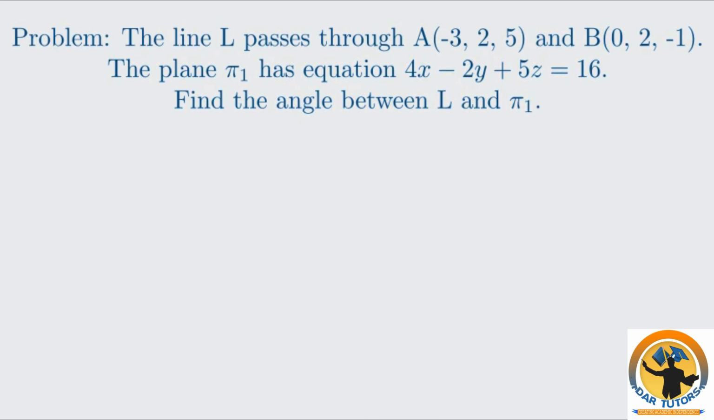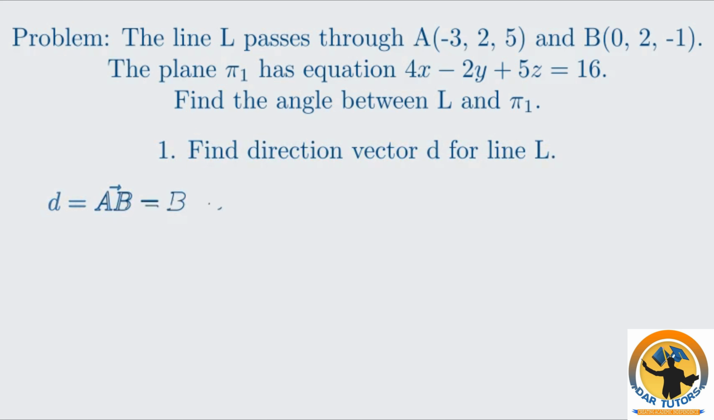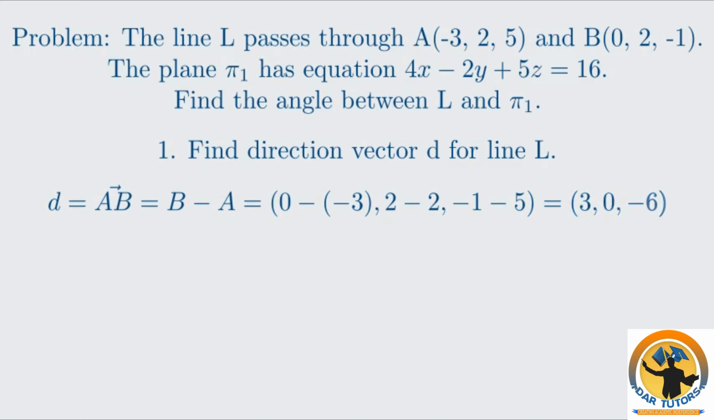To find the angle between a line and a plane, we need the line's direction vector and the plane's normal vector. First, let's find the direction vector, d, for line L. We can do this by finding the vector from point A to point B. The vector AB is found by subtracting the coordinates of A from the coordinates of B. This gives us the vector (3, 0, -6). This is our direction vector, d.